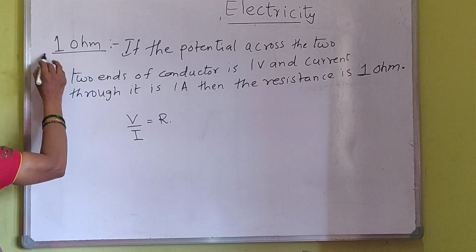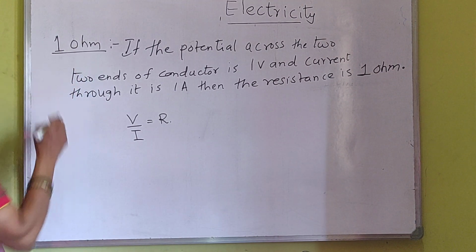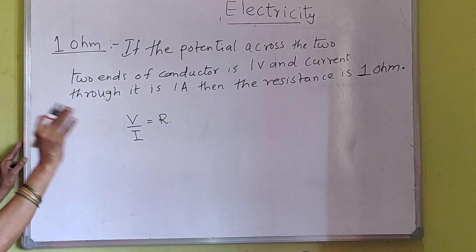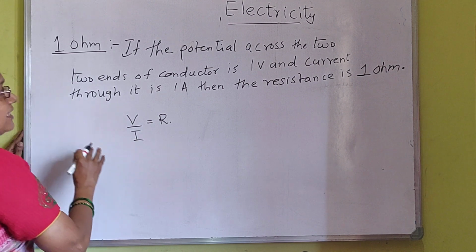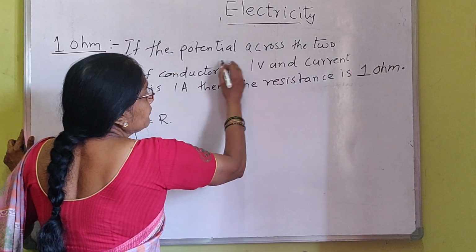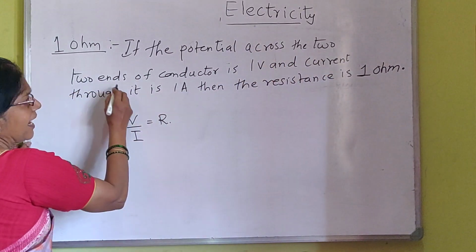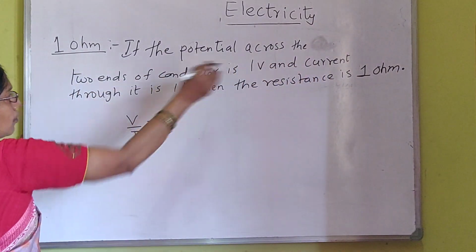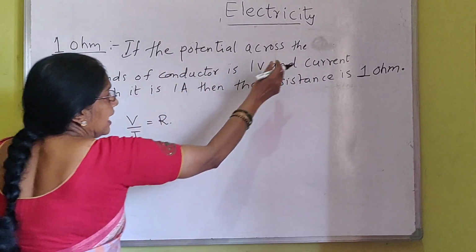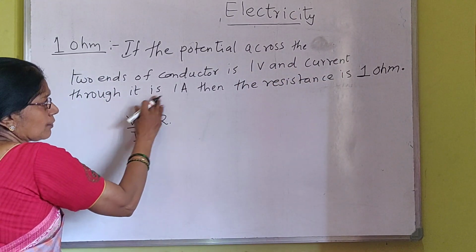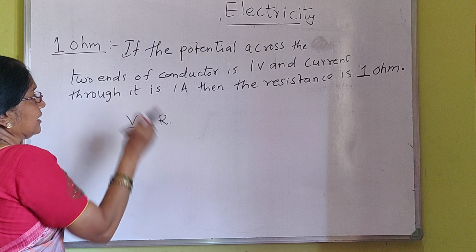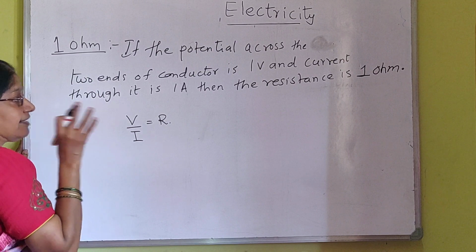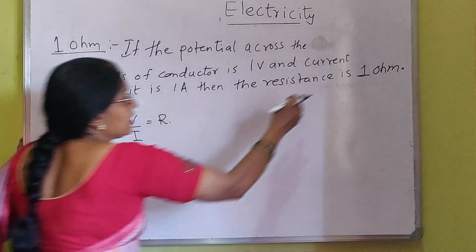Let us study what is the meaning of 1 ohm. We know that ohm is the SI unit to measure resistance. What is meant by 1 ohm? 1 ohm is there in a particular conductor. What does it mean? If the potential across the two ends of a conductor is 1 volt and the current through it is 1 ampere, that means if the potential difference is 1 volt and the current passing through it is 1 ampere, then we can say that the resistance of that particular conductor is meant by 1 ohm.